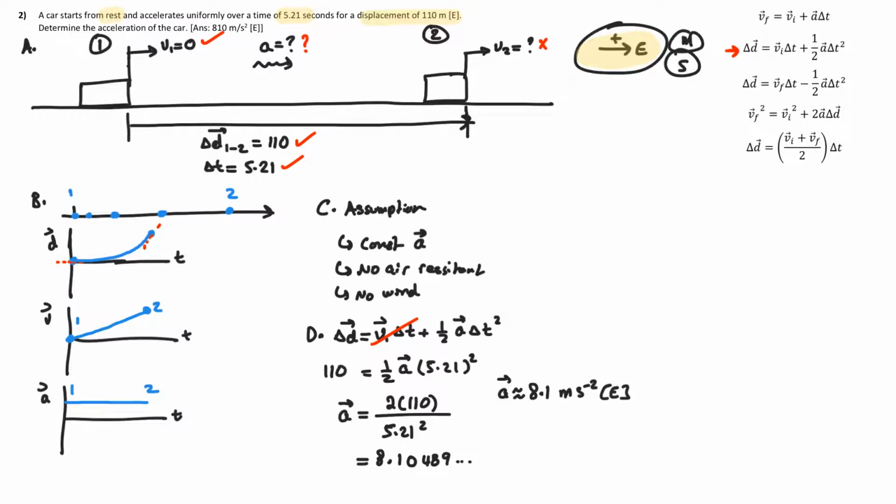So this answer needs to be corrected to 8.1 meters per second squared east. I like to box my final answer so we know what that is. And part E, the evaluation of this question.